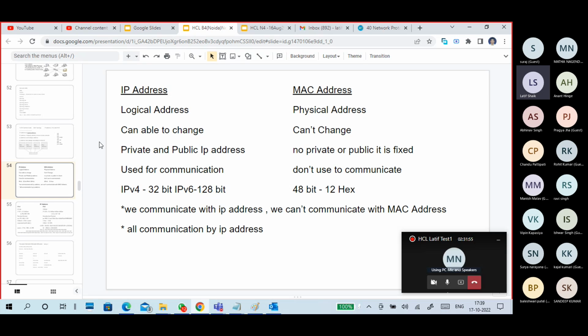Of course, when you are communicating from one device to another device, you are sending your source IP address, destination IP address, source MAC address, and destination MAC address. But originally, you are addressing with the IP address only. MAC address is only for some security or verification purpose. You can't exactly communicate with the MAC address. So MAC address is fixed, that 48-bit, 12 hexadecimal representation. In IPv4 we have versions, classes, and other things.